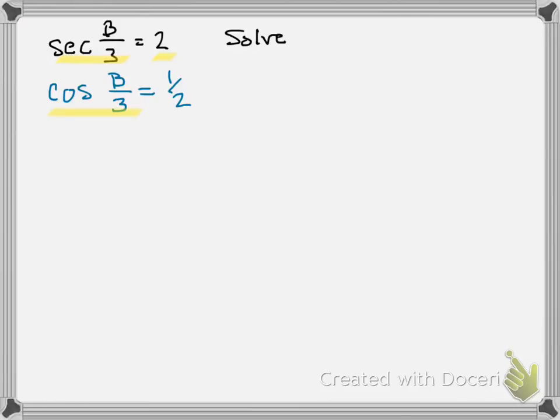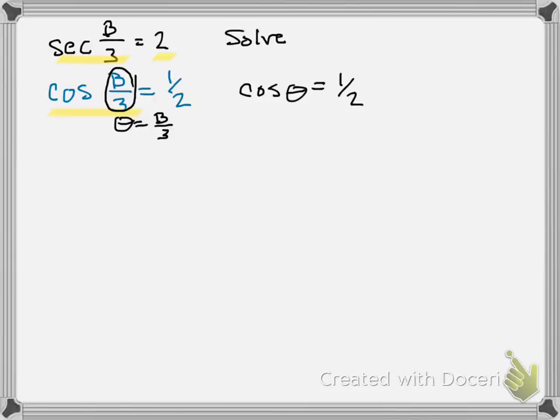But I still have that b over 3. I just wish that over 3 wasn't there. I mean, if only this were something like cosine of theta equals 1/2. I mean, that's easy, right? And this is the thing, we can do that. Let's just cover this up temporarily. Let's just call that theta. So we'll say theta is b over 3.